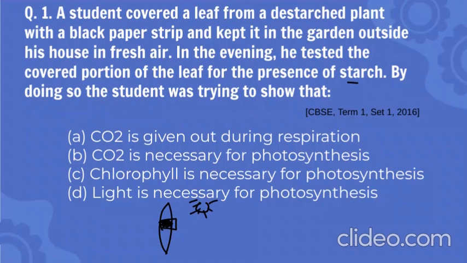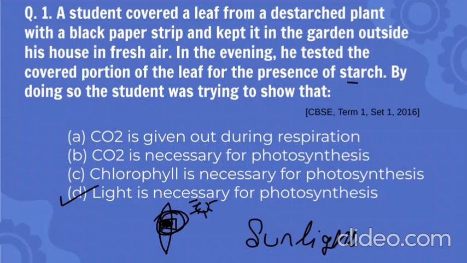Now that leaf was covered, so sunlight couldn't reach, and sunlight is a major component for photosynthesis. So what will be the right answer? The right answer is D, that light is necessary for photosynthesis. That is what he was trying to show here. Chlorophyll is necessary, but it's not applicable here because chlorophyll is already there. Why are we covering it? So that light cannot reach.